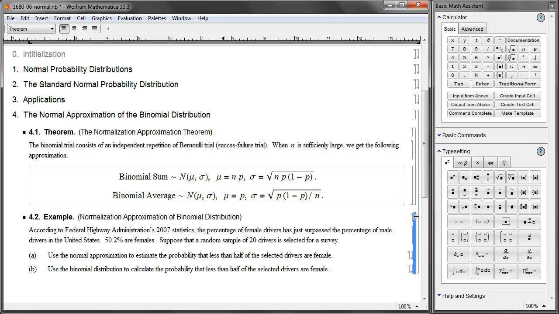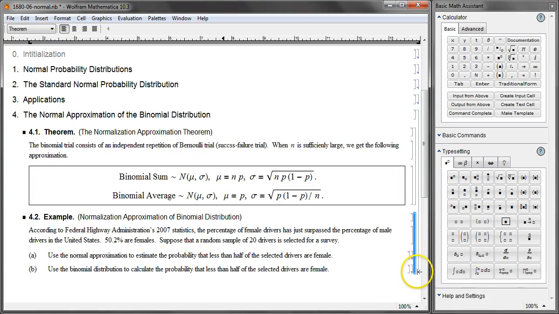Let's go to an example. According to Federal Highway Administration's 2007 statistics, the percentage of female drivers has just surpassed the percentage of male drivers in the United States. 50.2% are females. Suppose that a random sample of 20 drivers is selected for a survey. A. Use the normal approximation to estimate the probability that less than half of the selected drivers are female. B. Use the binomial distribution to calculate the probability that less than half of the selected drivers are female.